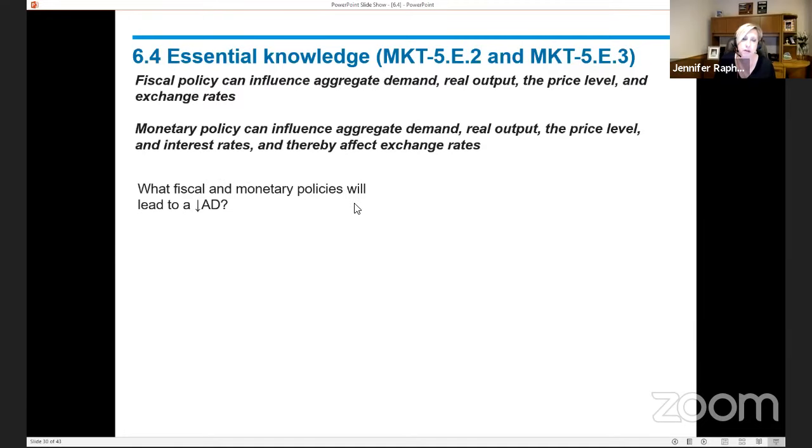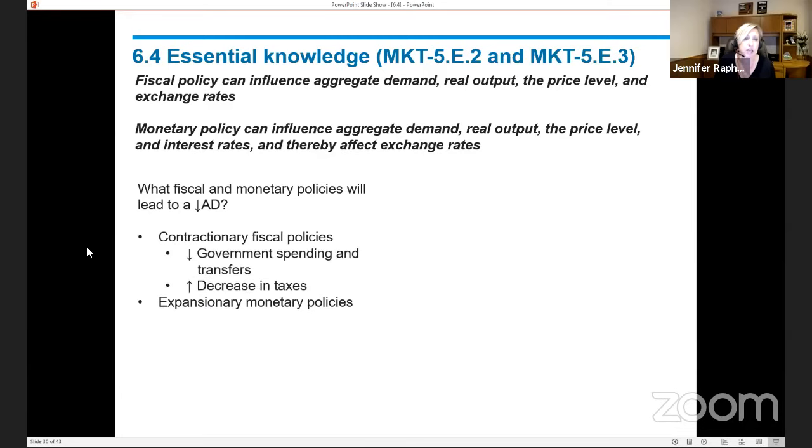All right, now what about contractionary policies? So fiscal and monetary policies that will lead to a decrease in aggregate demand. Oh, darn, another mistake. That should say contractionary, obviously. So a contractionary fiscal policy is a decrease in government spending and an increase in taxes. Sorry, it was coming down to the wire on this time-wise.